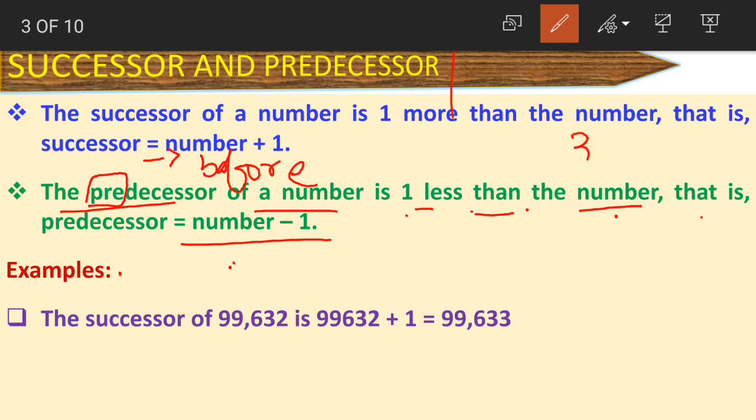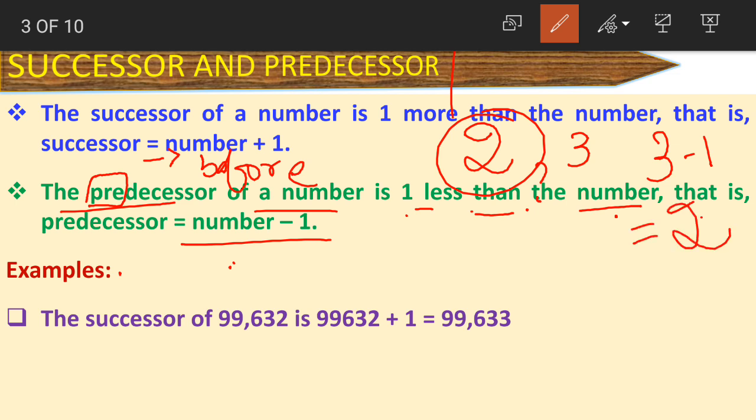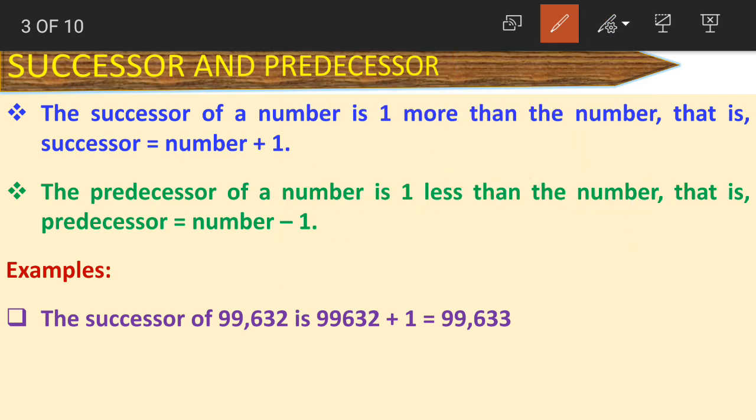Again, let us take the same example. What number comes before 3? 2 comes before 3. Now, how did we get this 2? If we subtract 1 from 3, 3 minus 1 is equal to what? 2. So, if we subtract 1 from the given number, we get its predecessor. Understood, children? Predecessor is a number which comes before a given number. And we get this predecessor by subtracting 1 from the given number.